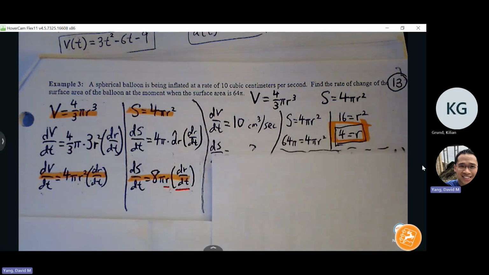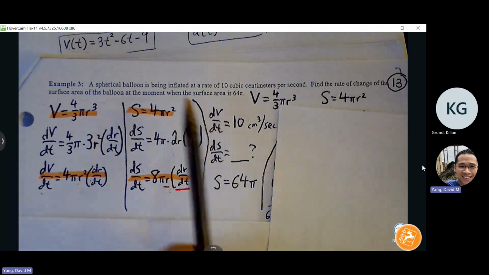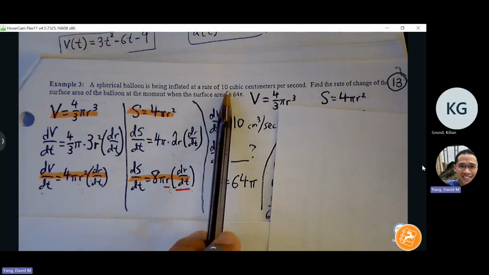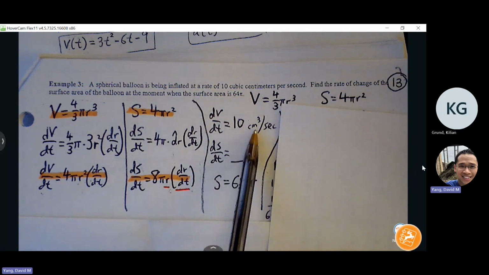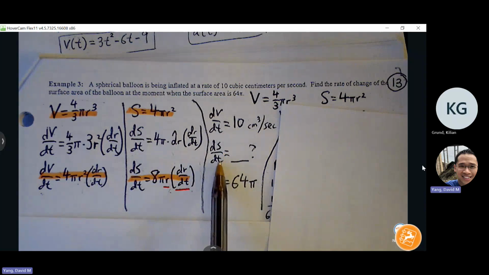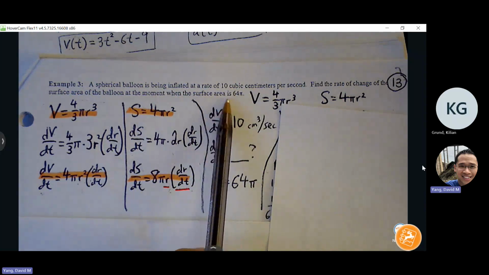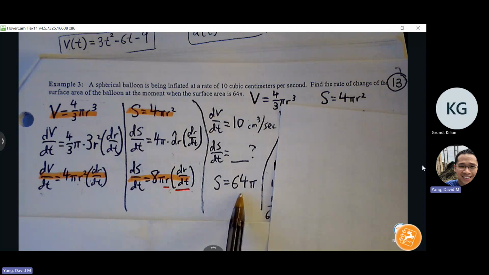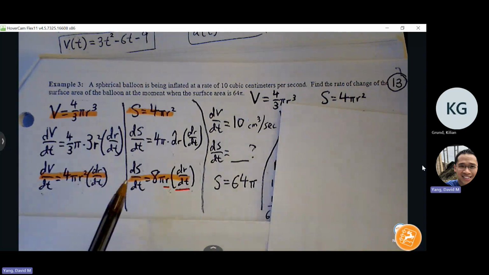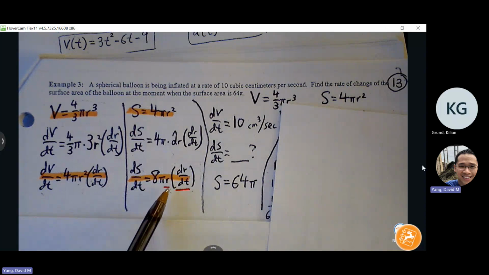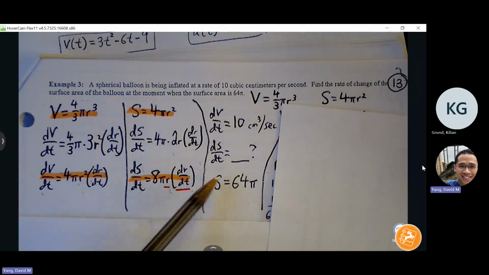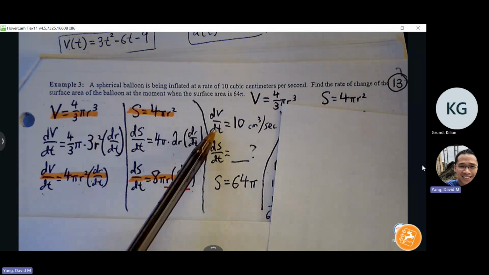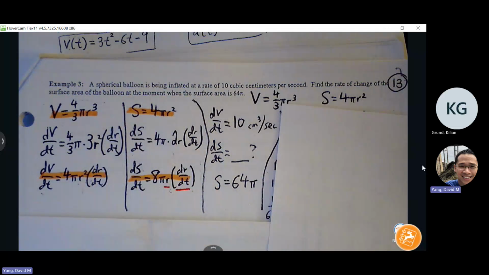So this is what I can gather, right? dV/dt is 10 because we know that the balloon is being inflated at a rate of 10 cubic centimeters per second. Find the rate of change of the surface area. So I'm looking for dS/dt at the moment when the surface area is 64 pi. So S is 64 pi. So we know that if we want to solve for dS/dt, we need to find r and dr/dt. But they don't give us r and dr/dt. They gave us dV/dt and S. So we have to figure out how I can use this information to eventually get to what I need.